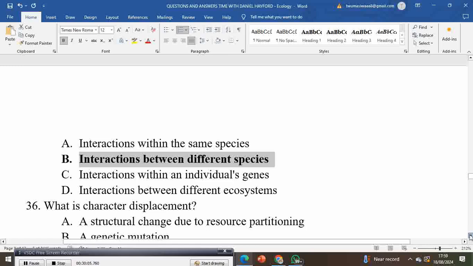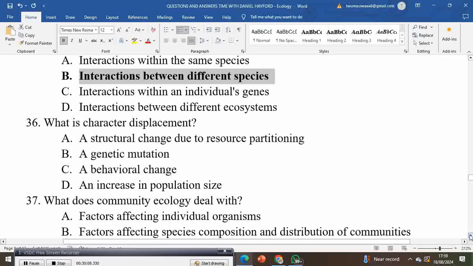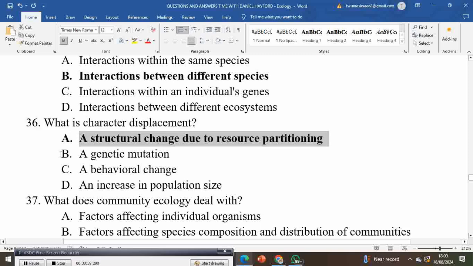What about question number 36? What is character displacement? Option A, a structural change due to resource partitioning. B, a genetic mutation. C, a behavioral change. And then D, an increase in population size. All right. So our best option for question 36 should be A, a structural change due to resource partitioning.